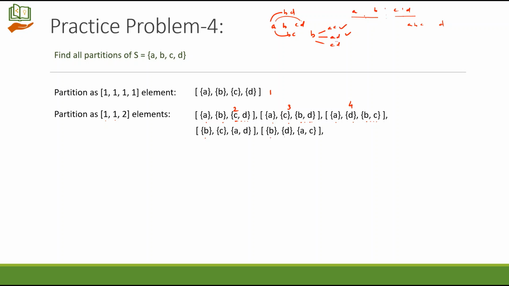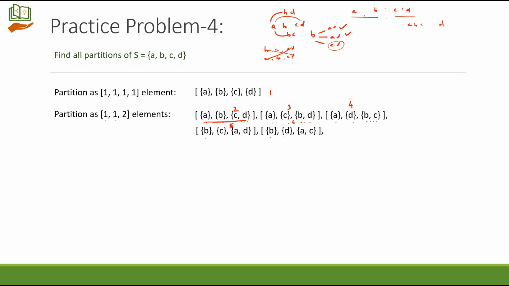Why are we not including C and D? Because it is already done here. Whether it is B, A, C, D or A, B, C, D, there is no difference. So we are not duplicating this partition. So we are stopping with only 2 partitions. So this is 5 and this is 6.